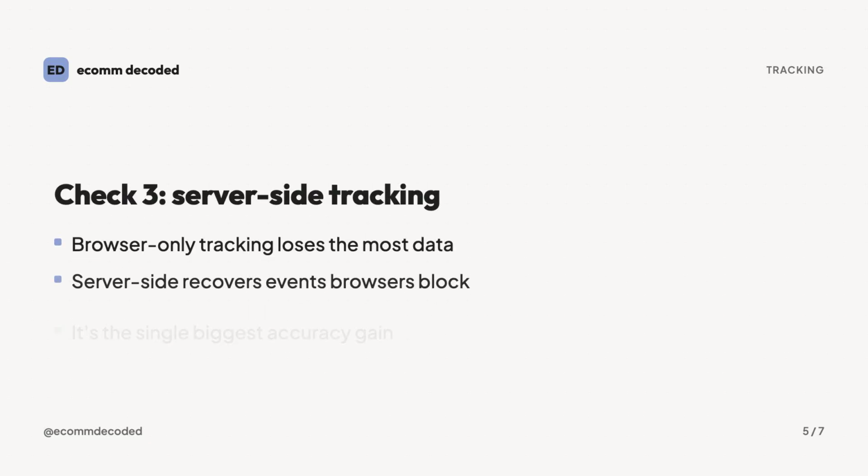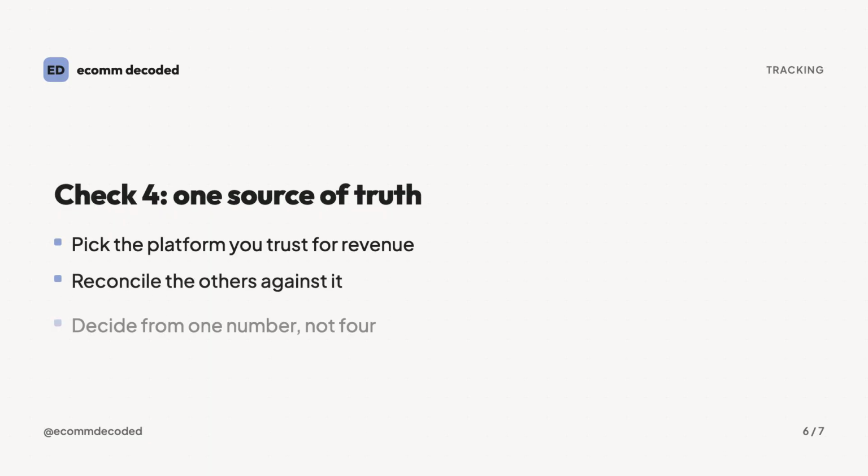Check 3 is where the data is captured. If you're tracking only in the browser, you're losing the most events, because that's exactly what privacy tools block. Moving key events to server-side tracking recovers a large share of them. For most stores, this is the single biggest jump in accuracy I can make, and it's the part most owners have never set up.